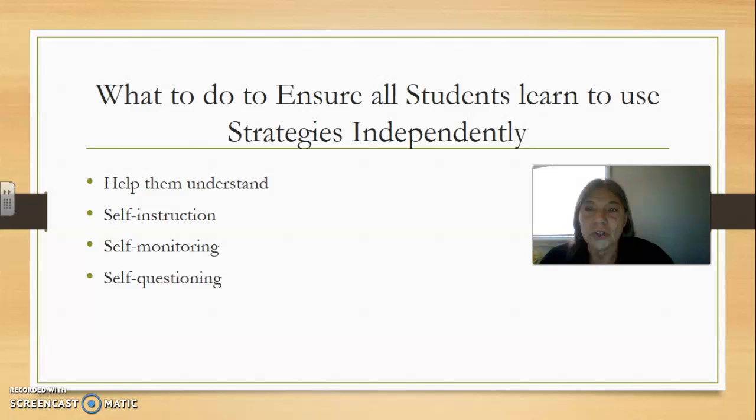So what to do to ensure all students learn to use strategies independently? Helping them understand self-instruction, self-motivation, self-questioning. Unit 10 was very, very informative. It told me, self-instruction, teach yourself to talk. Well, we've always been told, don't talk to yourself. But in Unit 10, it said it's okay to talk to yourself. You can talk about your instruction, you can talk about what's going on. And it said that if you talk about it, you're thinking about it, you're seeing it, and you're making that happen.